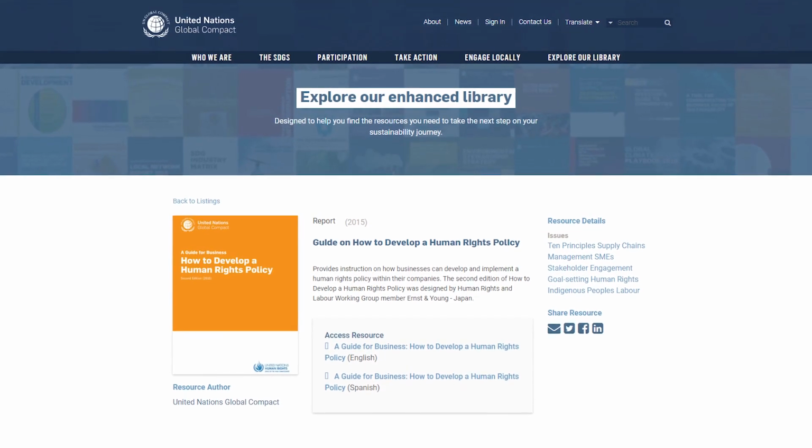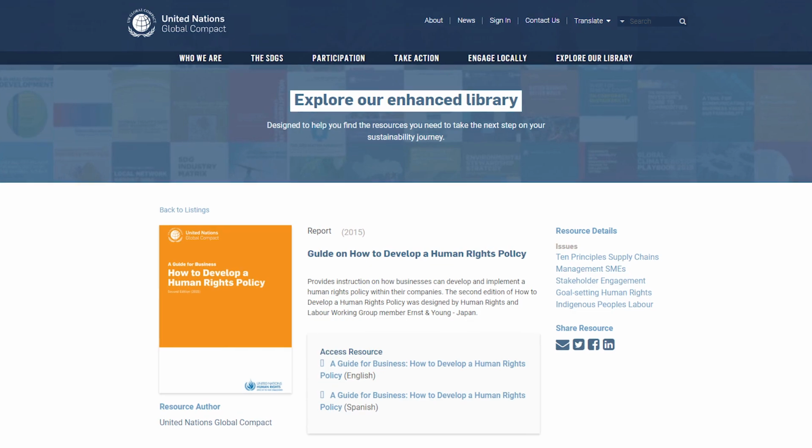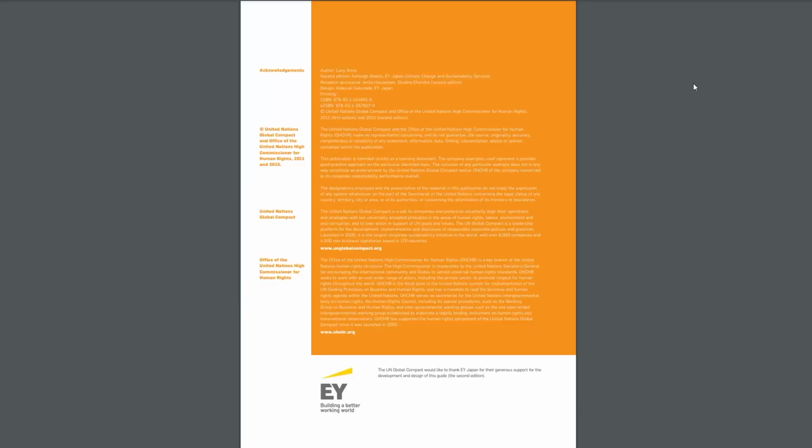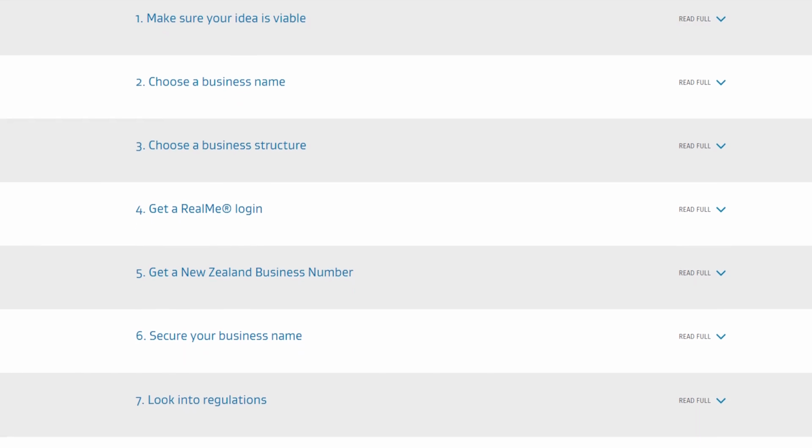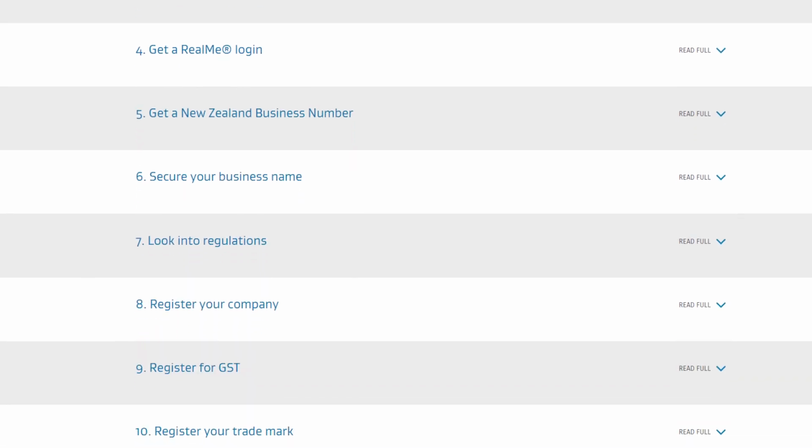Check out the guide on how to develop a human rights policy from the UN Global Compact or the New Zealand Human Rights Commission Guide for Business to start building a foundation for your business. Human rights impacts are the most acute social, environmental, and economic impacts a company can have on people. So it's important to make it your business to ensure your business is looking after those who matter.